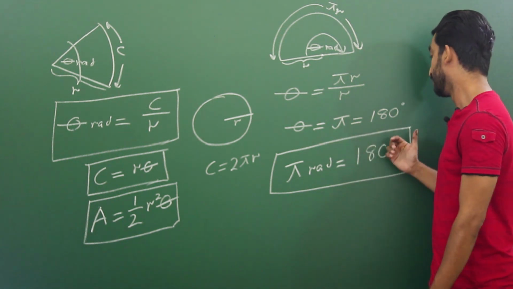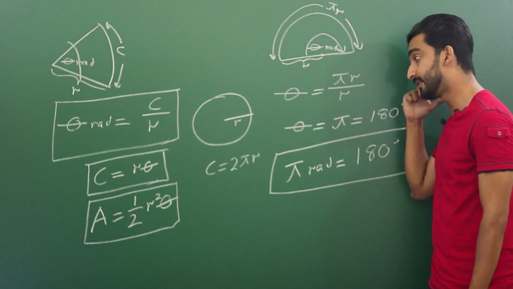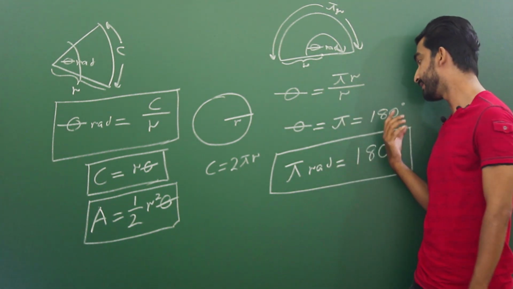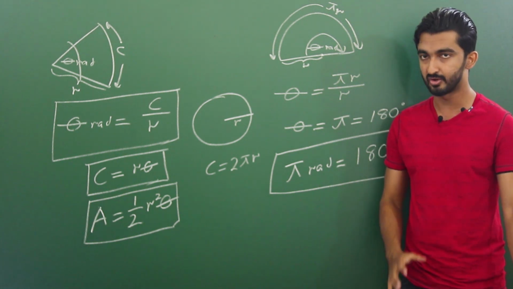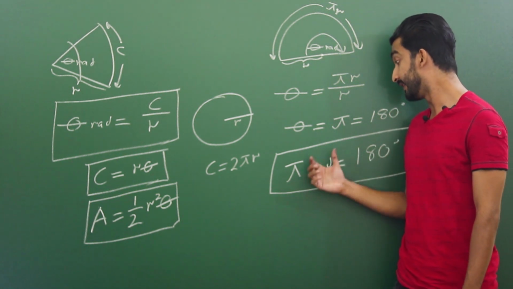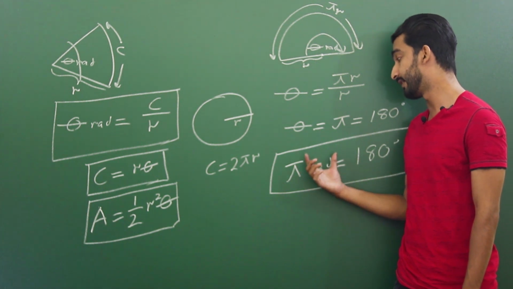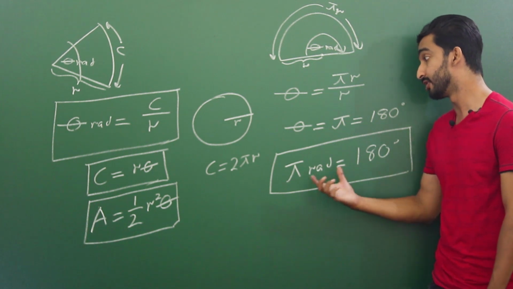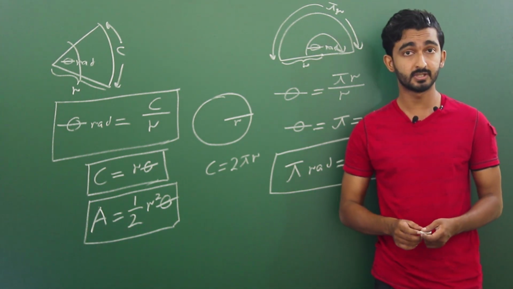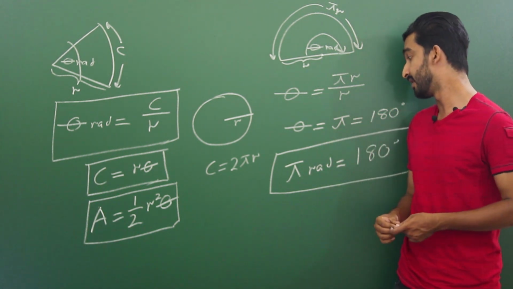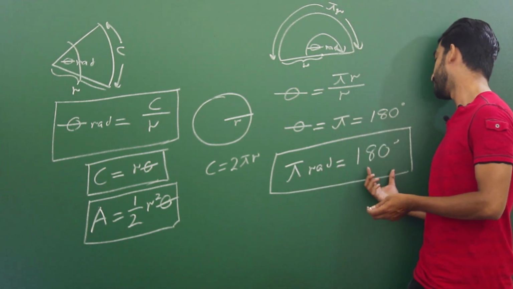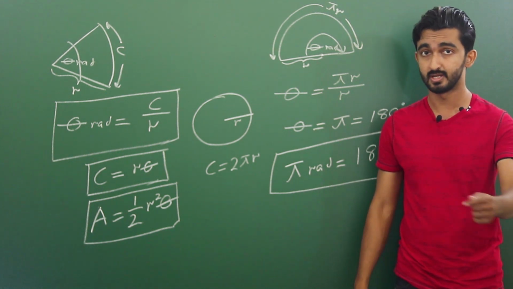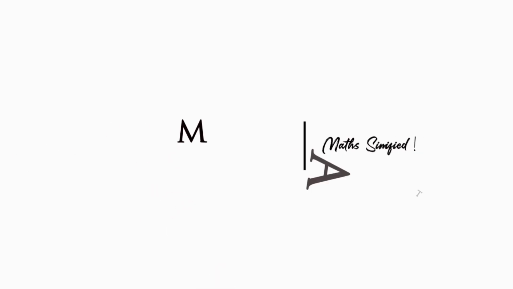Okay, so having this idea inside your mind that pi radian means 180 degrees, or 180 degrees means pi radian, you can convert any angle which was measured in radians to degrees and any angle which was measured in degrees to radians. So I'll be doing a few examples to explain how radians have to be converted to degrees and degrees to radians. So let's look at a few examples.